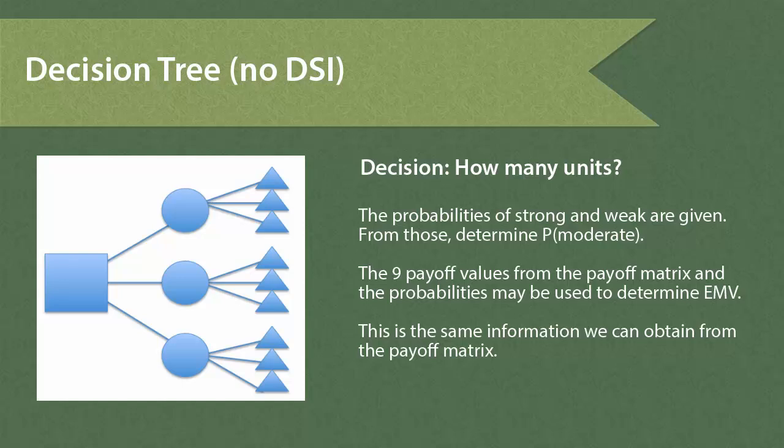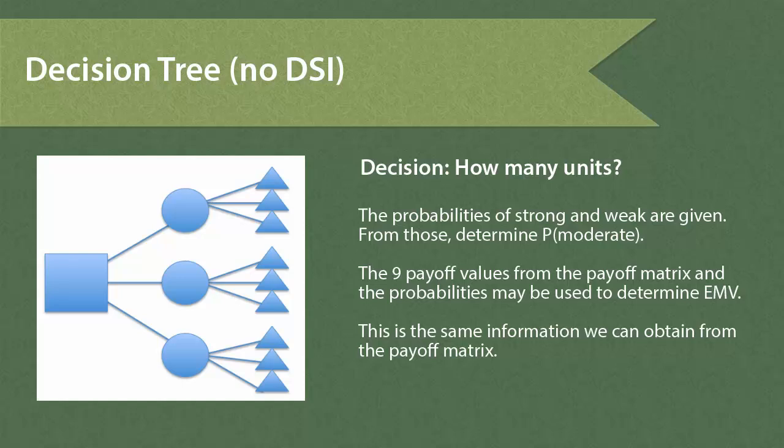Here we can see the basic structure of a decision tree for the Motor King case, excluding the DSI information. So let's look at this decision tree structure. We can see first a square. Remember, the square is a decision node. So Motor King is first going to have to decide on the number of units in the production run. This takes us to the next step.